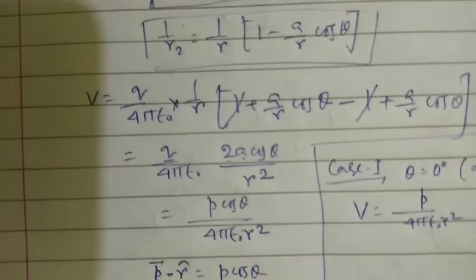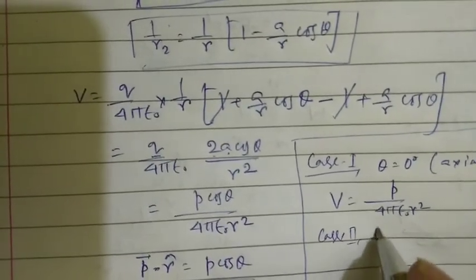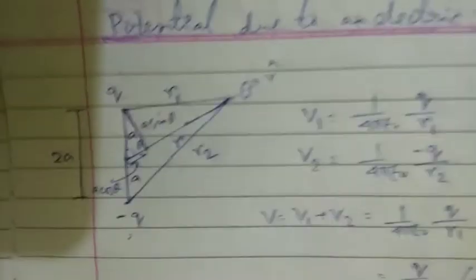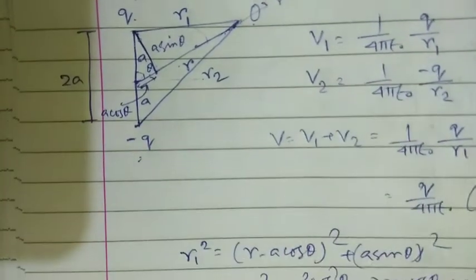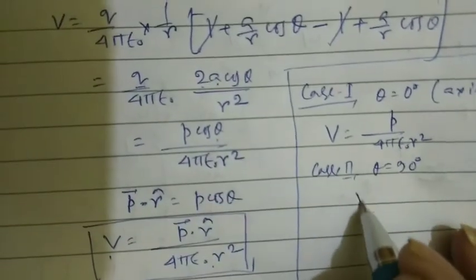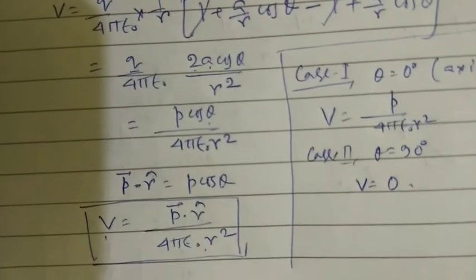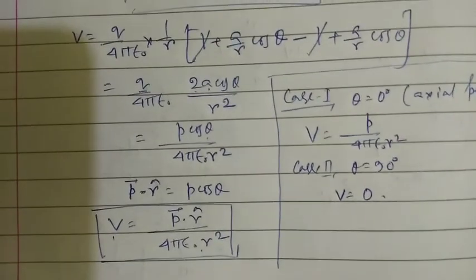Case 2, theta equals 90 degree. 90 degree means the point will be on the equatorial plane. So if we put theta equals 90, you know cos 90 equals 0, so the value of V will be 0. So on the equatorial plane, at any point, the potential due to an electric dipole is 0.